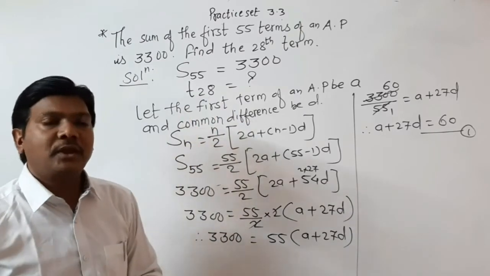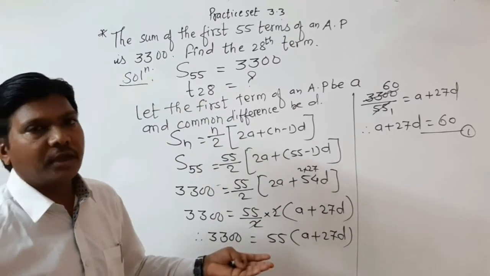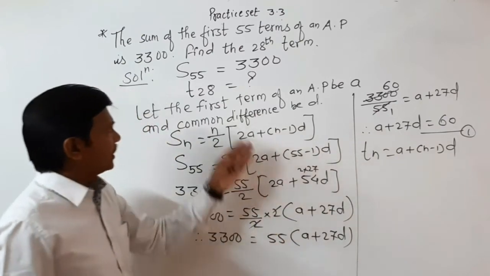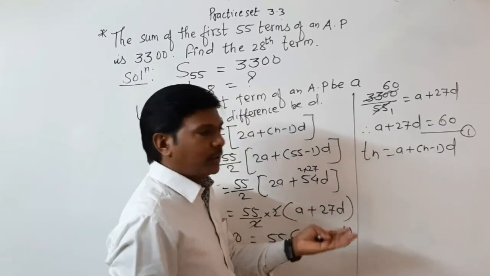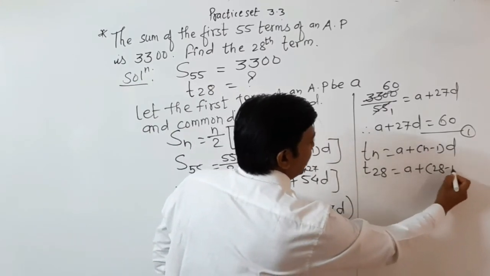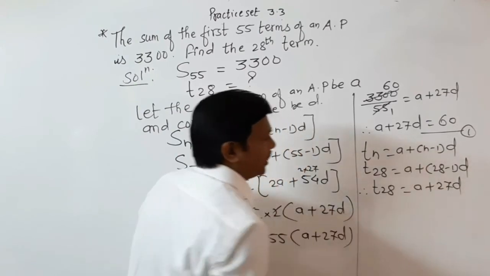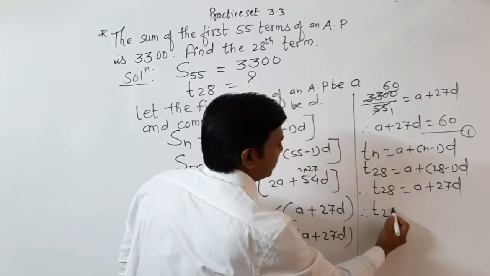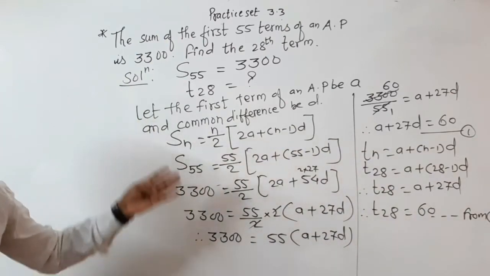Then think about the T28, means 28th term. So here apply formula for Tn. So Tn is a plus n minus 1 into d. So here n is 28. Similarly, replace n by this 28. So this is T28 equal to a plus 28 minus 1 into d. Therefore, T28 equal to a plus, this value is 27d. And say in first, a plus 27d equal to 60. Therefore, T28 equal to 60 from 1.